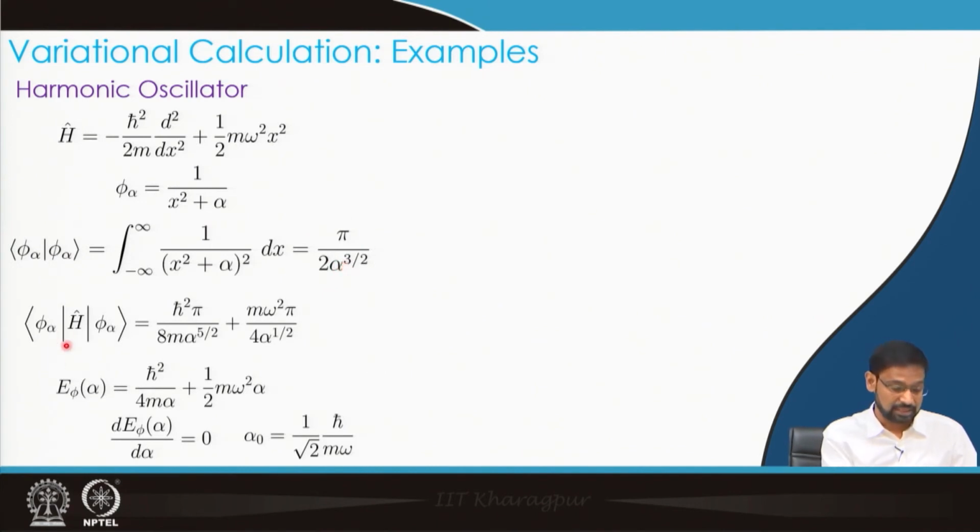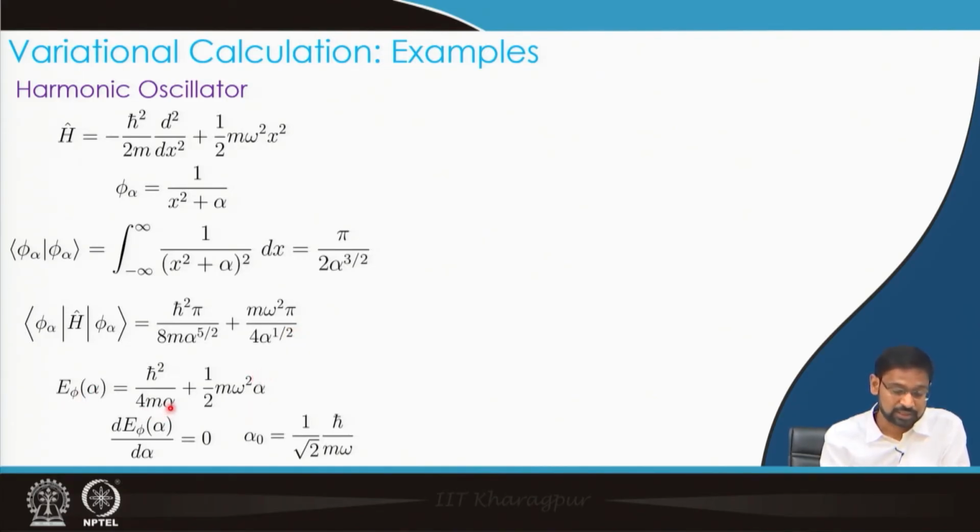The next step is again simple. We obtain the energy integral, phi alpha H phi alpha. This is again a complex looking expression, but do not worry, they are mostly constants except for alpha, appearing as alpha to the power 5 by 2 here, and 1 over alpha to the power half, or square root of alpha. So, again the energy term depends on alpha. I am evaluating the energy value as a function of alpha by dividing this quantity by this quantity, and this is the expression that I am getting.